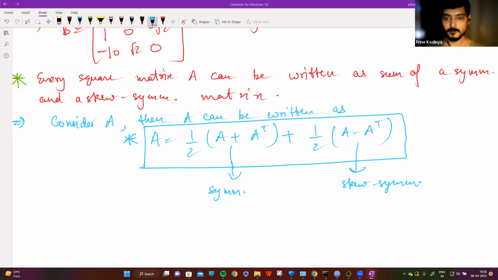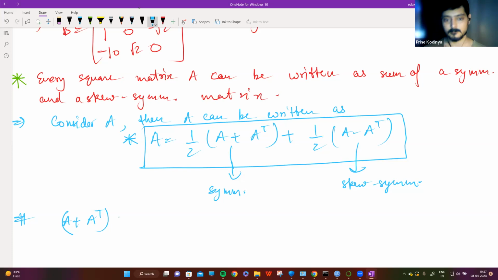So I want to check whether this matrix A plus A transpose is symmetric or not. If this is symmetric, then multiplying by half doesn't change the fact that this is a symmetric matrix. We can multiply any symmetric matrix with any scalar quantity. It will not change the nature of that matrix. The matrix will remain a symmetric matrix. So A plus A transpose is a symmetric matrix.